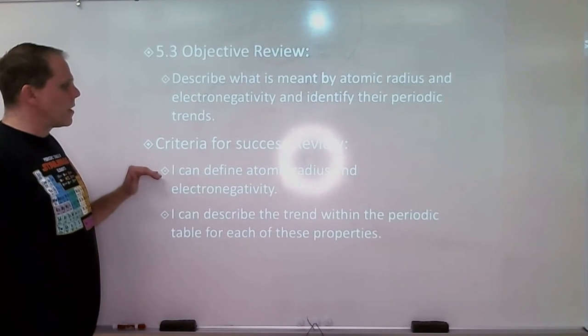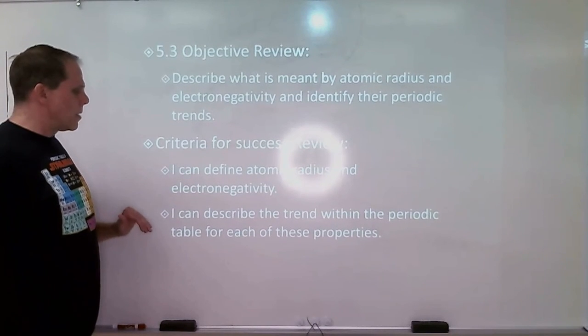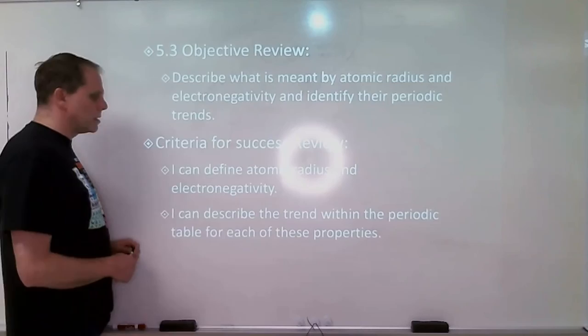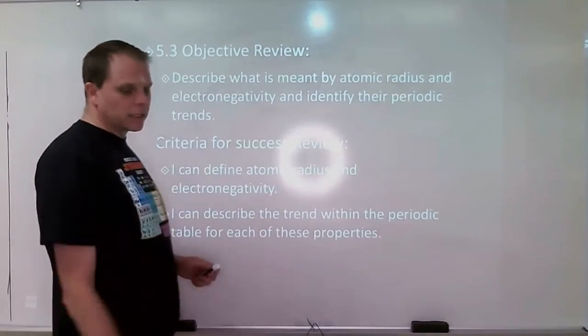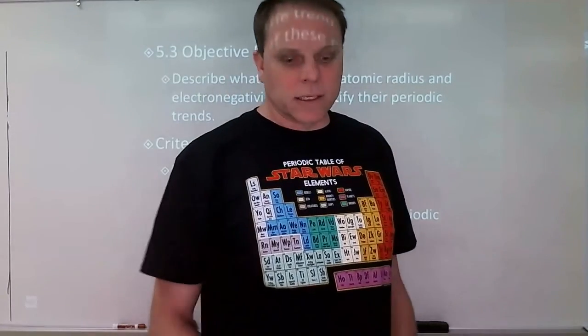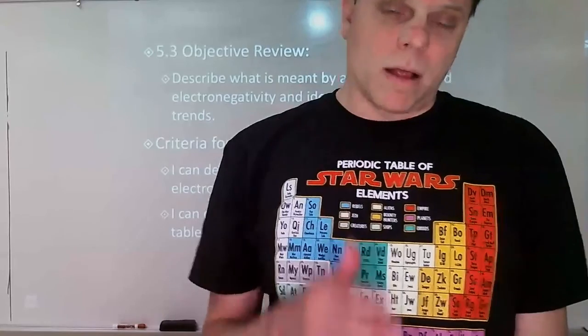And so, can we define atomic radius and electronegativity? Yeah. Can we describe the trend within the periodic table for each of these? Yeah. So atomic radius is going to get smaller as you go across. Electronegativity is going to go bigger as you go across. Atomic radius is going to go bigger as you go down. Electronegativity is going to get smaller as you go down. So they're kind of opposite trends, right?